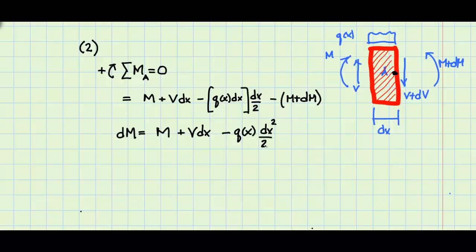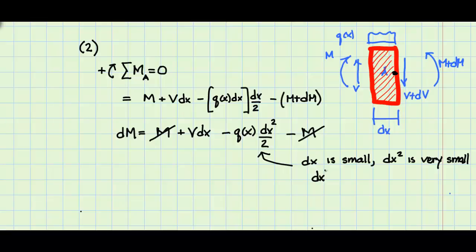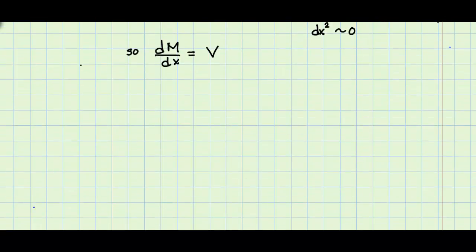The two M quantities cancel out. In the second term, if dx, the length of the segment, is very small, then dx squared is infinitesimal, or we can take it as 0. So what we end up with is that the change in the moment, dM, over the distance dx, is equal to V, the shear.